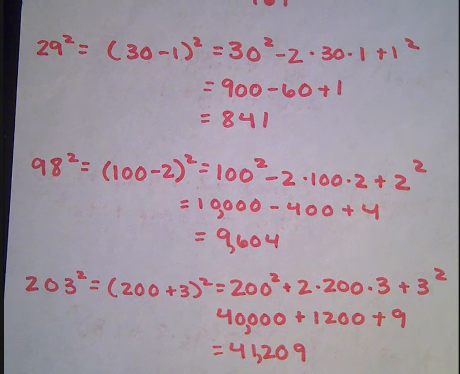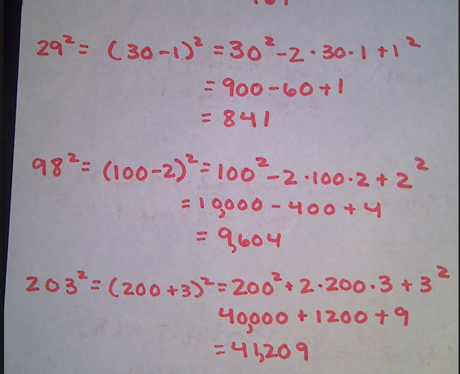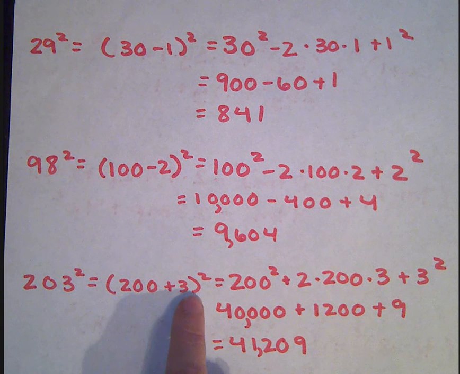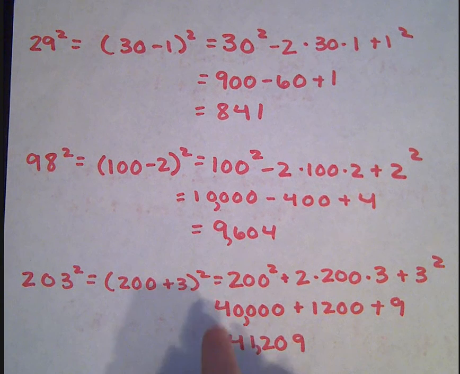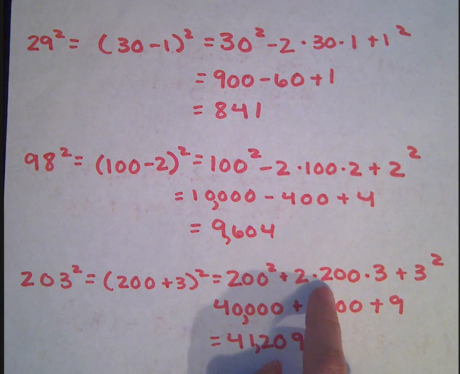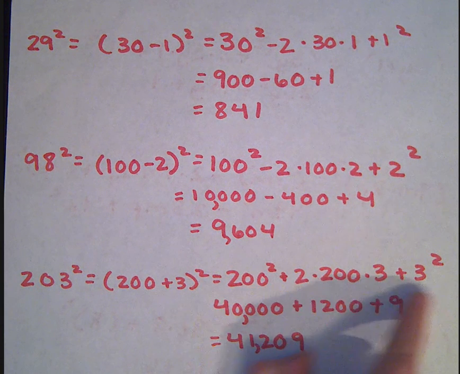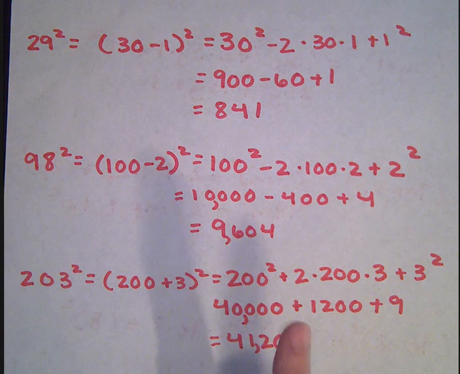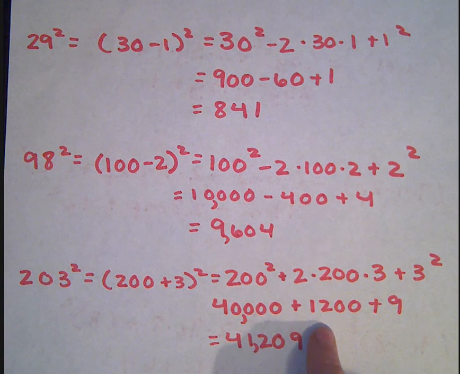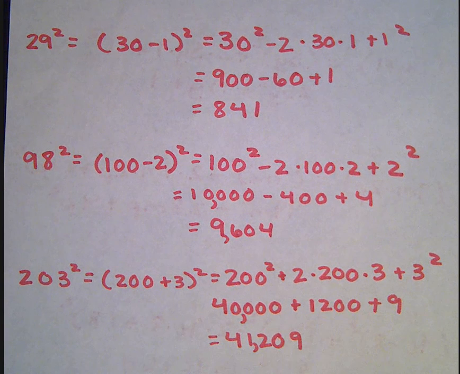203 squared, again, you might look at that and say, I'm not going to do that in my head, but if you break it down this way, it's much easier. You would break it down to 200 plus 3. So it's 200 squared, your a squared, plus 2 times a times b, so 2 times 200 times 3, plus 3 squared. 200 squared is 40,000. 2 times 200 times 3 is 1,200, plus 9, so it's 41,209.